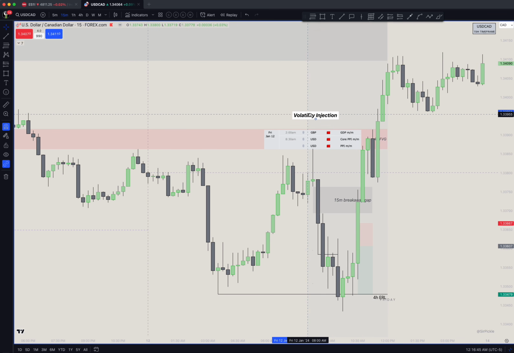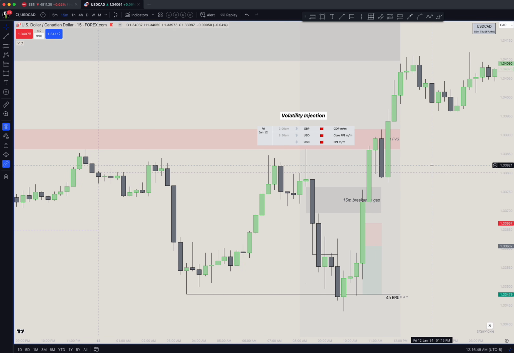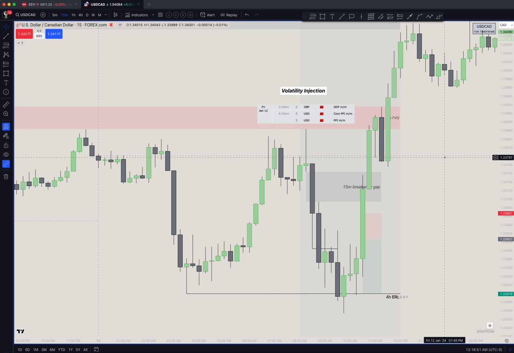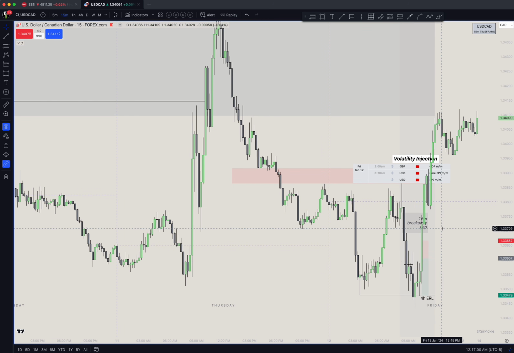Let me clean this up. I did that for the Twitter screenshot. So we have that volatility injection right here on Friday, as we can see. That was PPI at 8:30. What we could also see is that on Thursday, we had that CPI volatility injection right here at 8:30 as well.